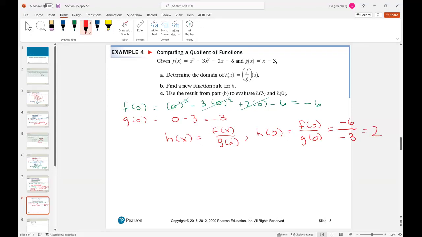So now that's interesting, right? When we plugged in 3, we got something undefined, and when we plugged in 0, we got a value that is defined. So it's not that x can't be 0. Here we've shown that x can equal 0, but g of x, the denominator, cannot equal 0. And that's the important thing to take away from here.